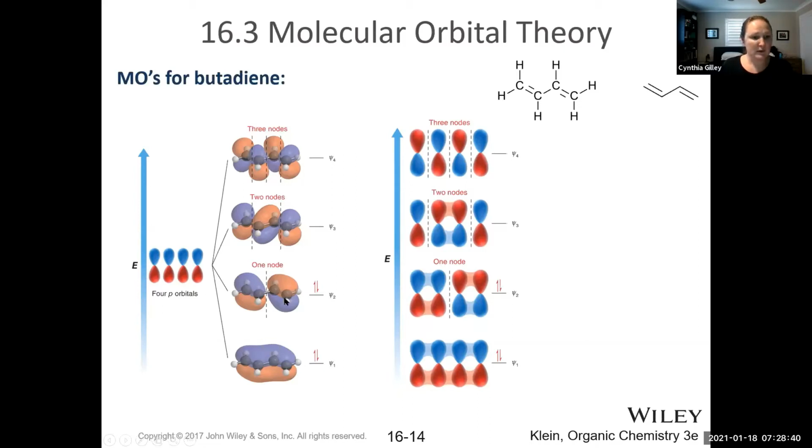The 2 lowest energy are both lower in energy than the p orbitals, so they're considered bonding molecular orbitals. And the 2 highest energy are considered anti-bonding because they're higher in energy than the atomic orbitals that formed them. Notice as we look at the lowest energy bonding molecular orbital, there are no nodes. As we move up, we increase the number of nodes by 1 each time.